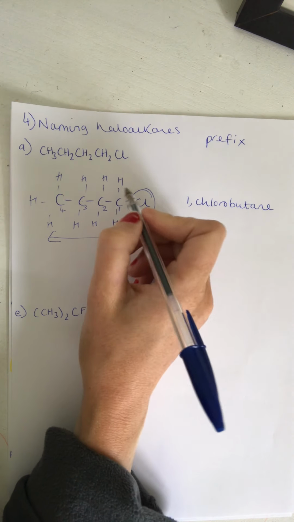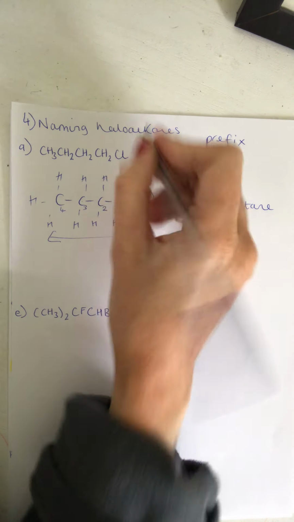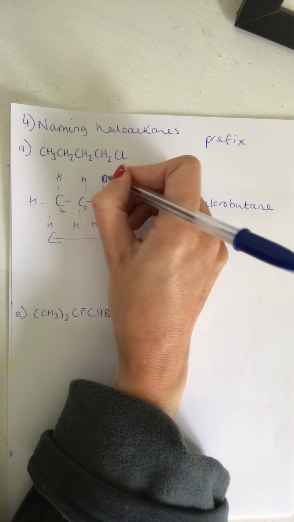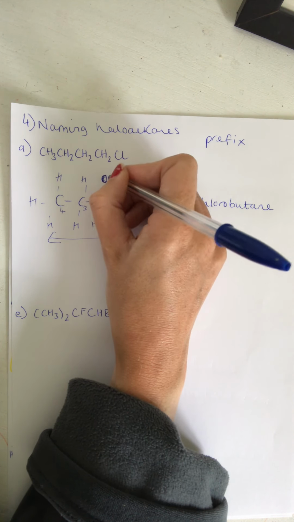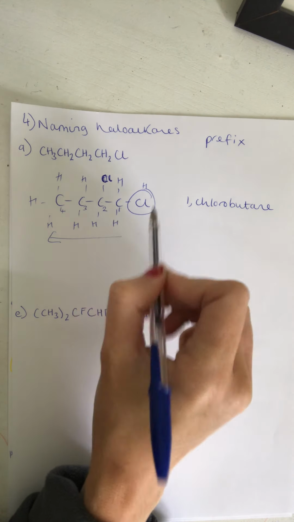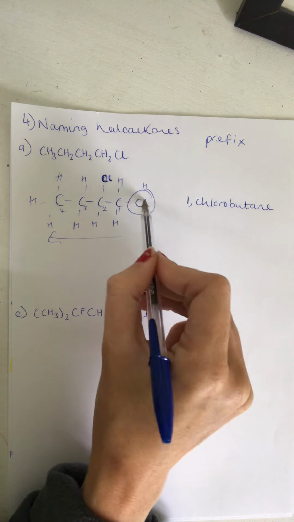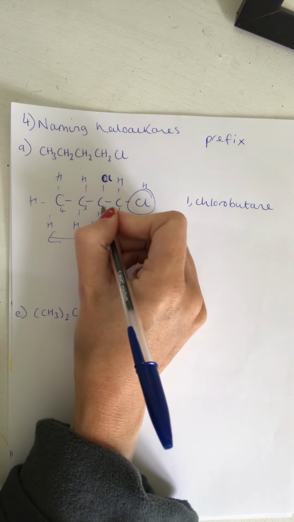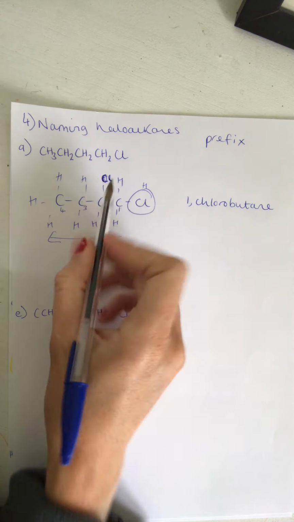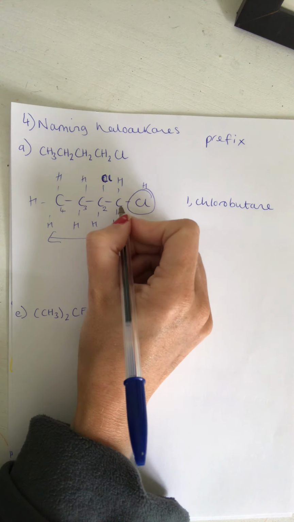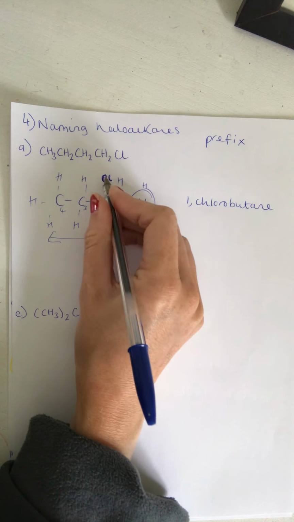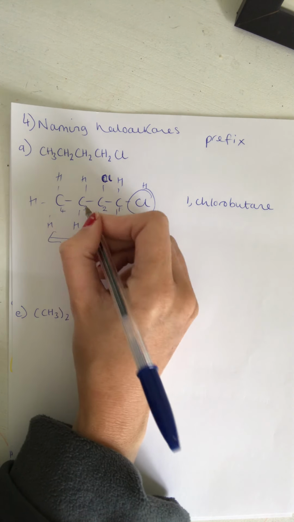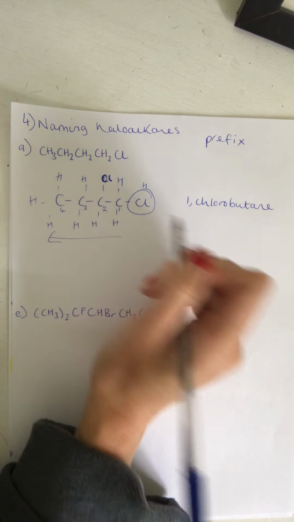If the chlorine was here, so if that was a hydrogen and this was the chlorine, i.e. if we had an isomer, all of the same atoms, same molecular formula, different position, then that would be 2-chlorobutane. And it would be 2-chlorobutane and not 3-chlorobutane, because we would number from the end that it was closest to, which would be here. We wouldn't number from there, 1, 2, 3, we would number from here.